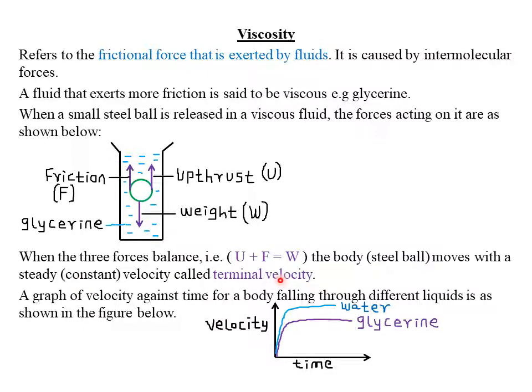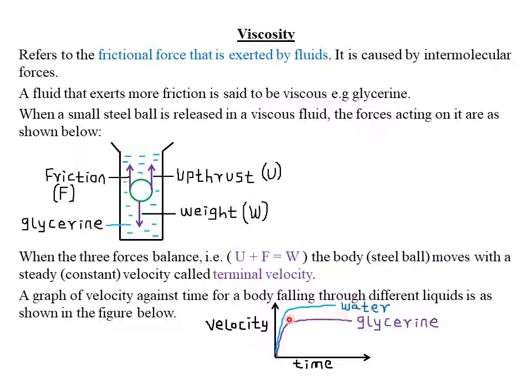So terminal velocity is just the steady or the constant velocity at which a body immersed in a viscous fluid moves. That is the constant final velocity that a body which is immersed in a viscous fluid moves with. Then the graph of velocity against time for a body falling through different liquids is as shown in the graph below. So viscous fluids, for example, glycerine, will always have a smaller terminal velocity as compared to substances which are less viscous, for example, water.